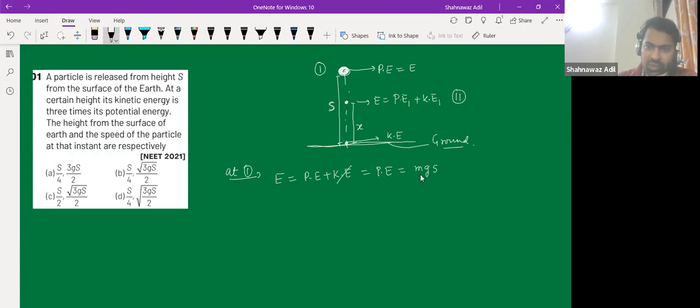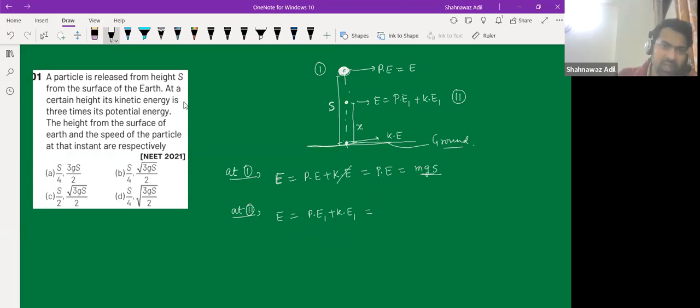So potential energy would be mgs, right? So total energy is mgs. Okay, now at the second point, the total energy is what? Potential energy 1 plus kinetic energy 1. And it is given, right?